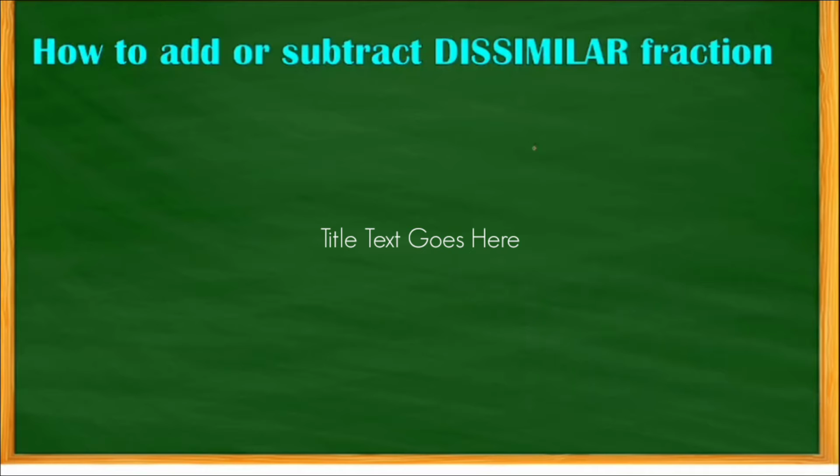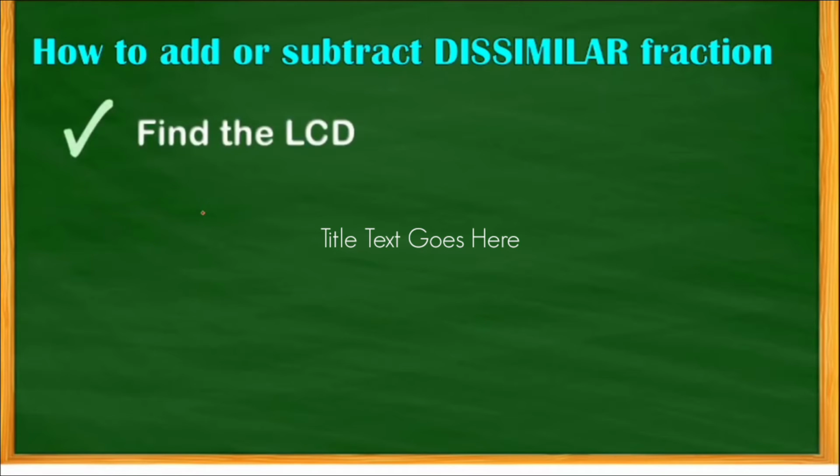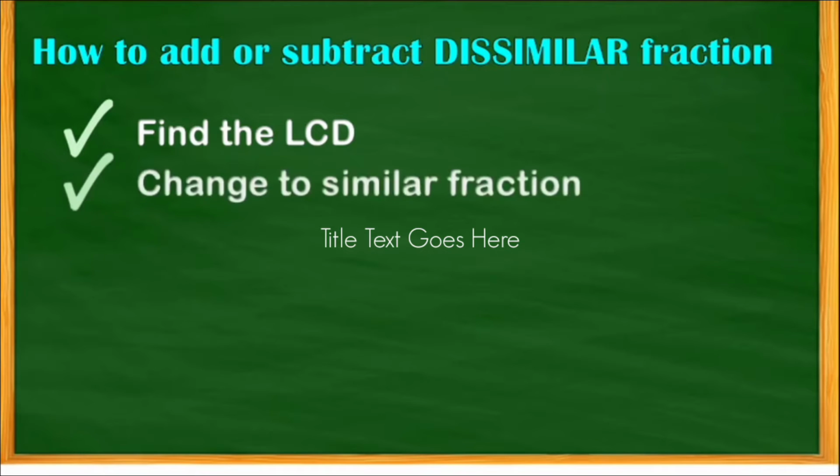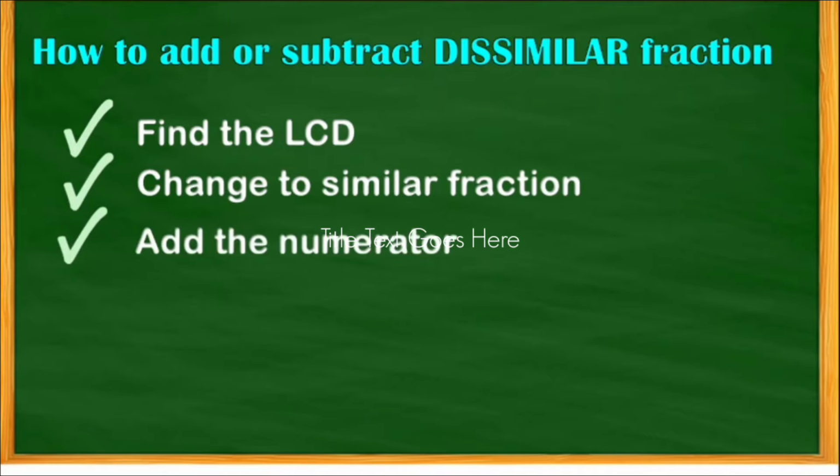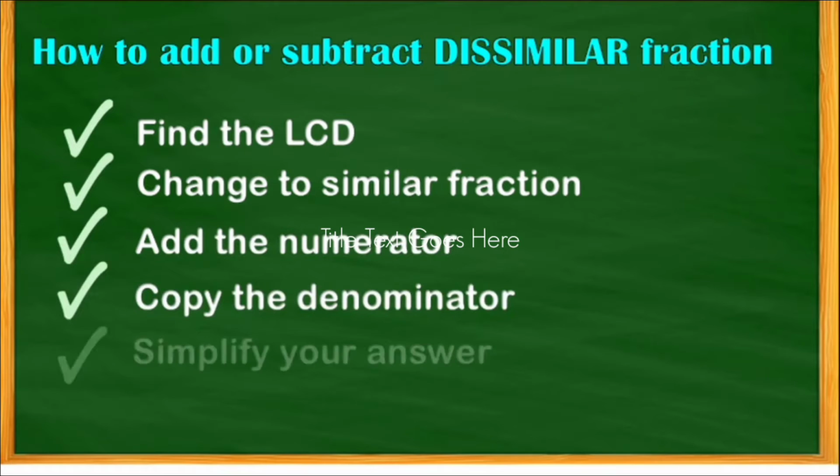Next, how to add or subtract dissimilar fractions. So, now, let's proceed to dissimilar fractions. To find the total or the difference of the two fractions, we're going to find first the LCD. Then, change to similar fractions. Add the numerators and copy the denominator.